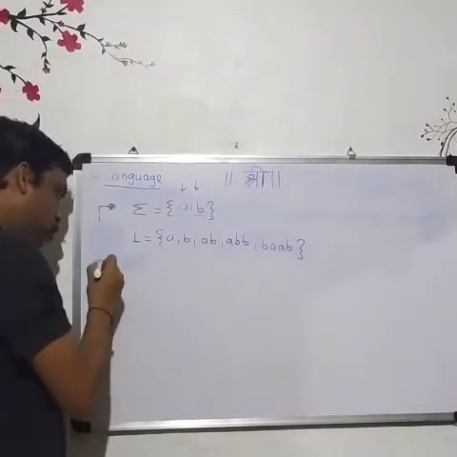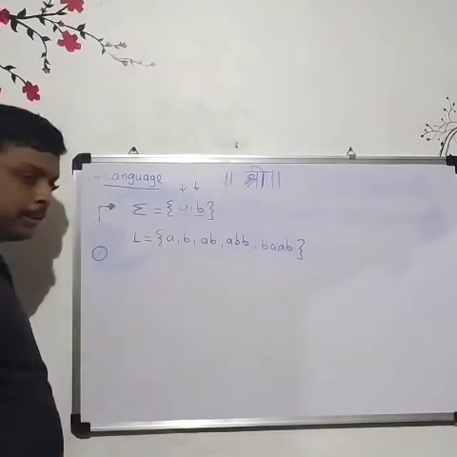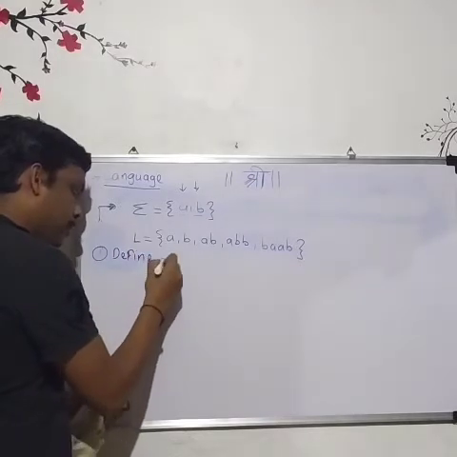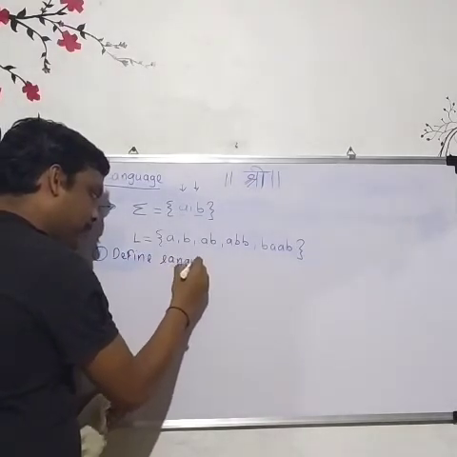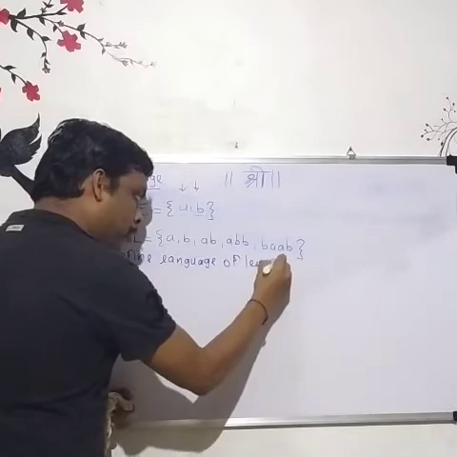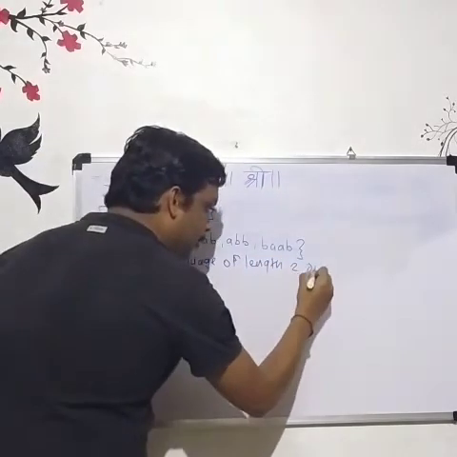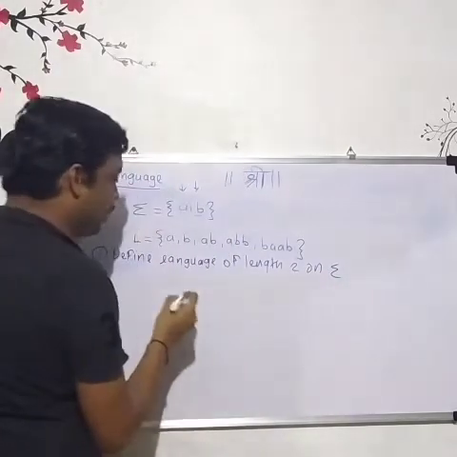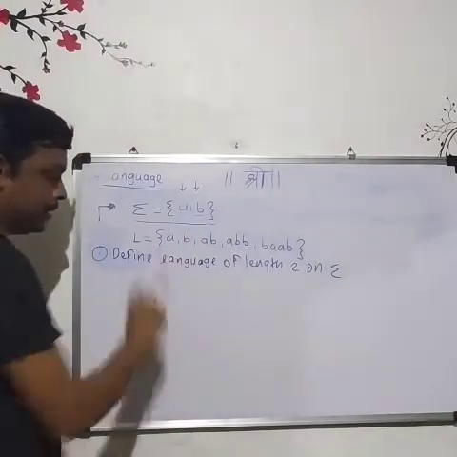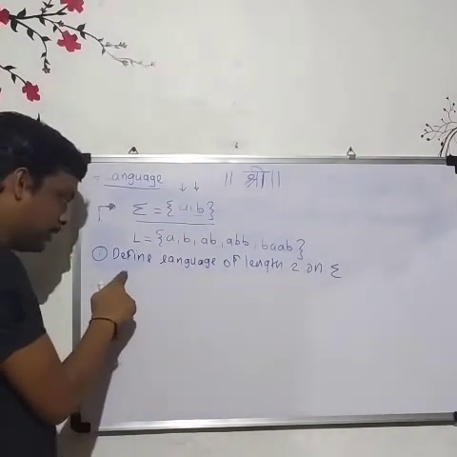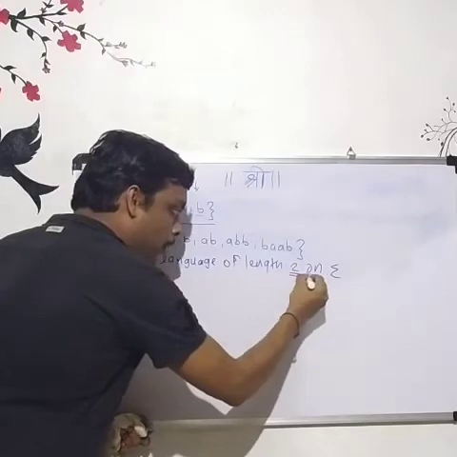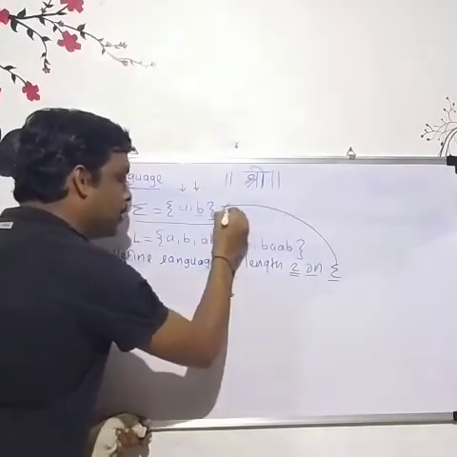Now sometimes you may get a question. Here I am writing one question: define a language of length 2 on sigma, where sigma contains two symbols in it, A and B. So read this question once again. Define a language of length 2 is mentioned here. Length 2 on what? On sigma. And what is sigma? This is our sigma.